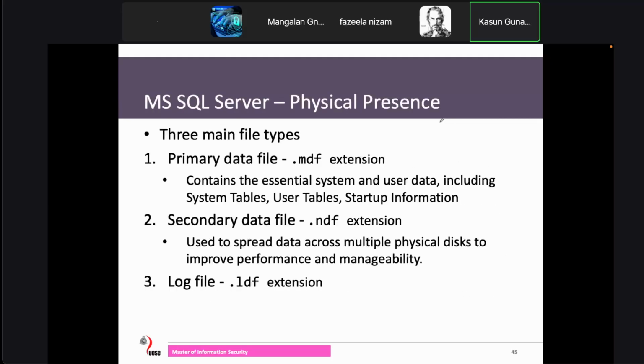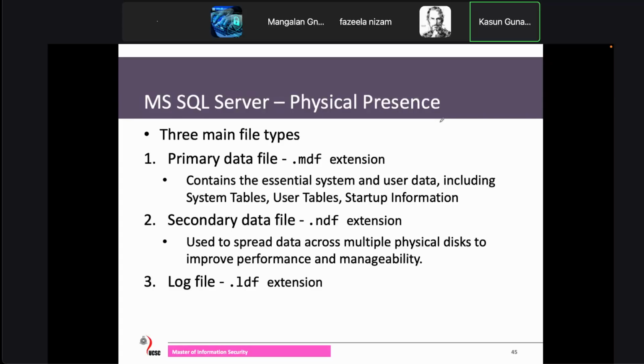So in the physical presence, there are three main file types in Microsoft SQL Server. First is the primary data file. It is the main data file for SQL Server. It mainly references all other secondary data files and is the file of origin for the entire database, right?